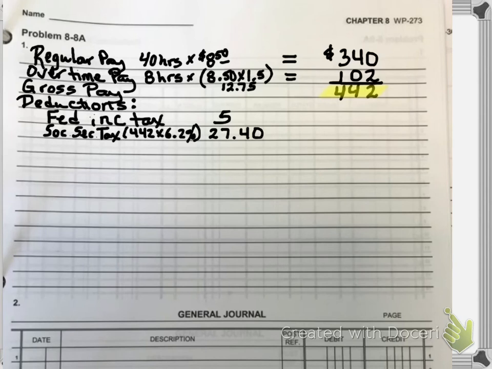Okay, then we must calculate the Medicare tax. Remember that Medicare tax is 1.45% times the gross wages, and there is no limit for that. So 442 times the 1.45% is going to give us Medicare tax of $6.41.